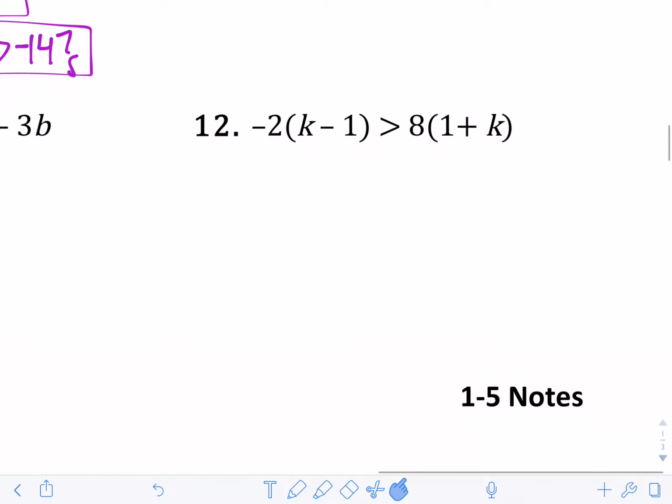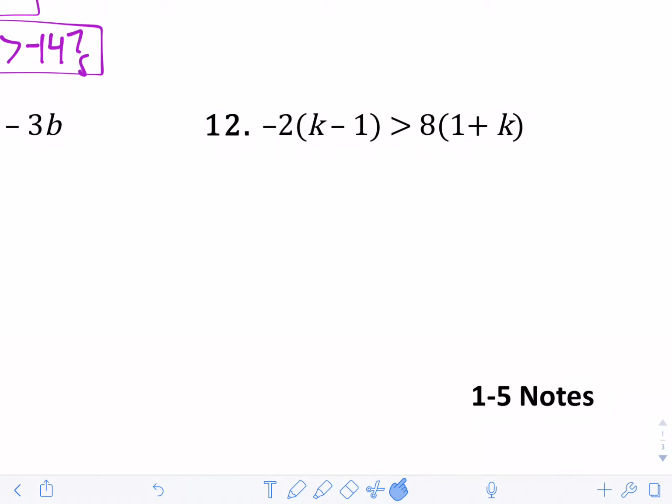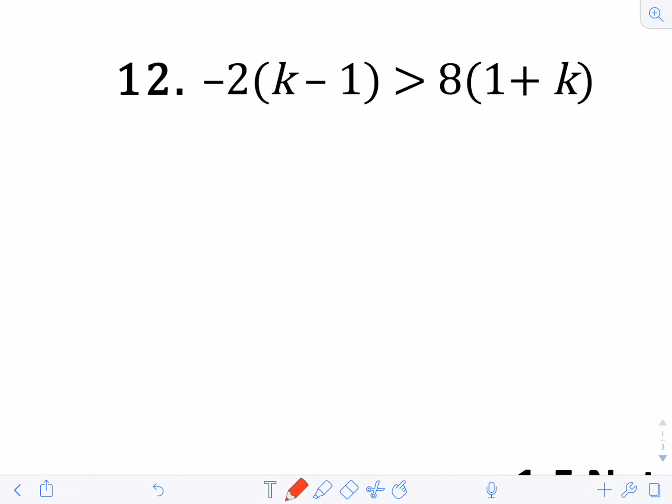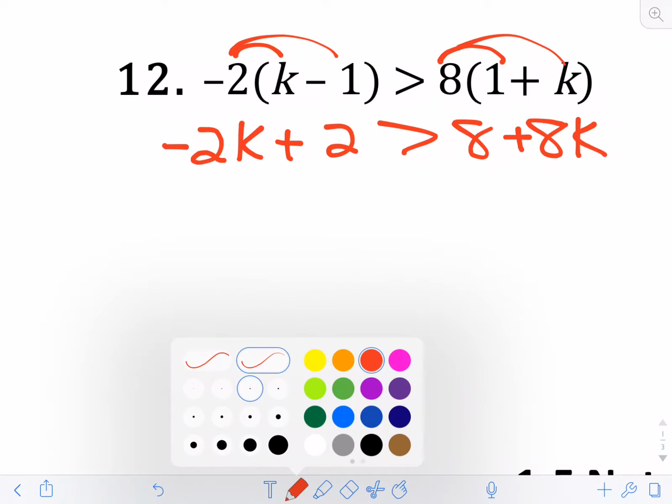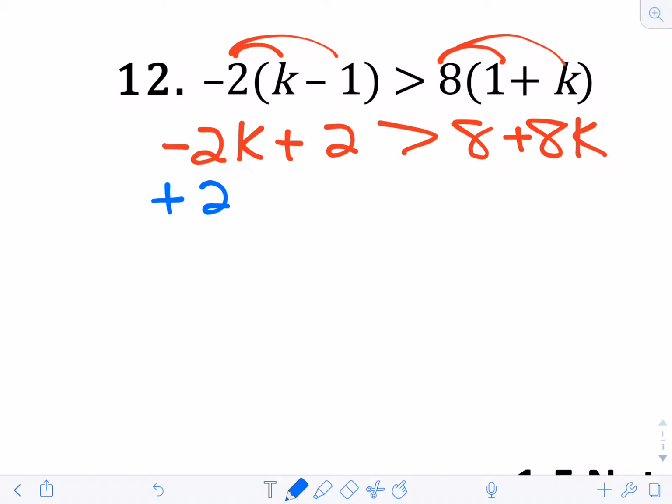All right, the last one we can do here is number 12. Again, I'm going to distribute a negative 2 and distribute an 8. Negative 2k plus 2 is greater than 8 plus 8k. It doesn't matter which one you have, so we're going to add 2k to both sides, so plus 2k, plus 2k.